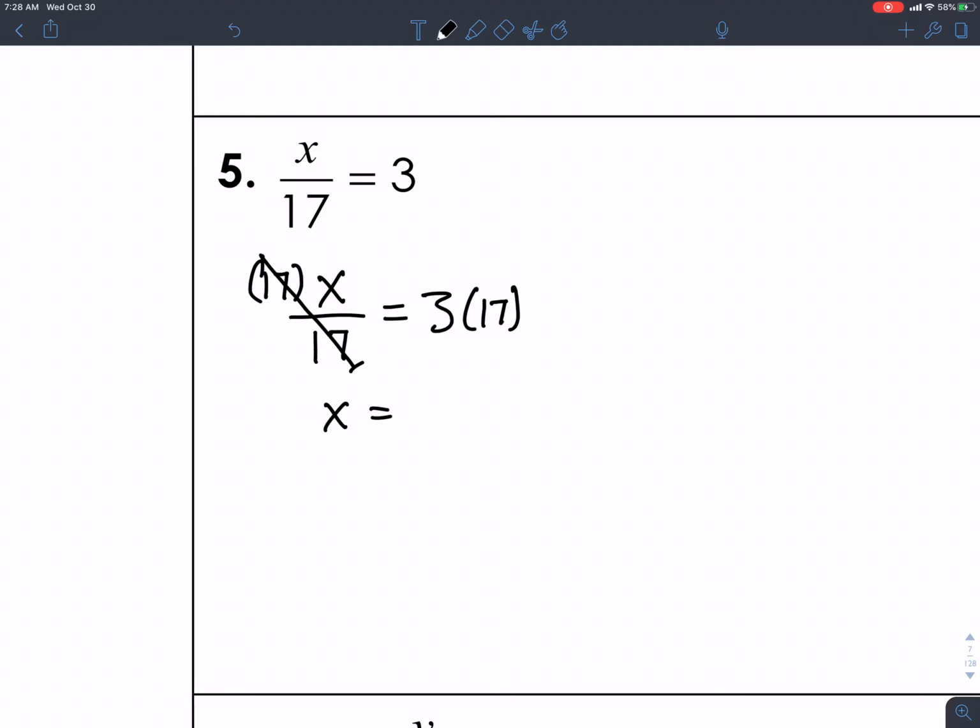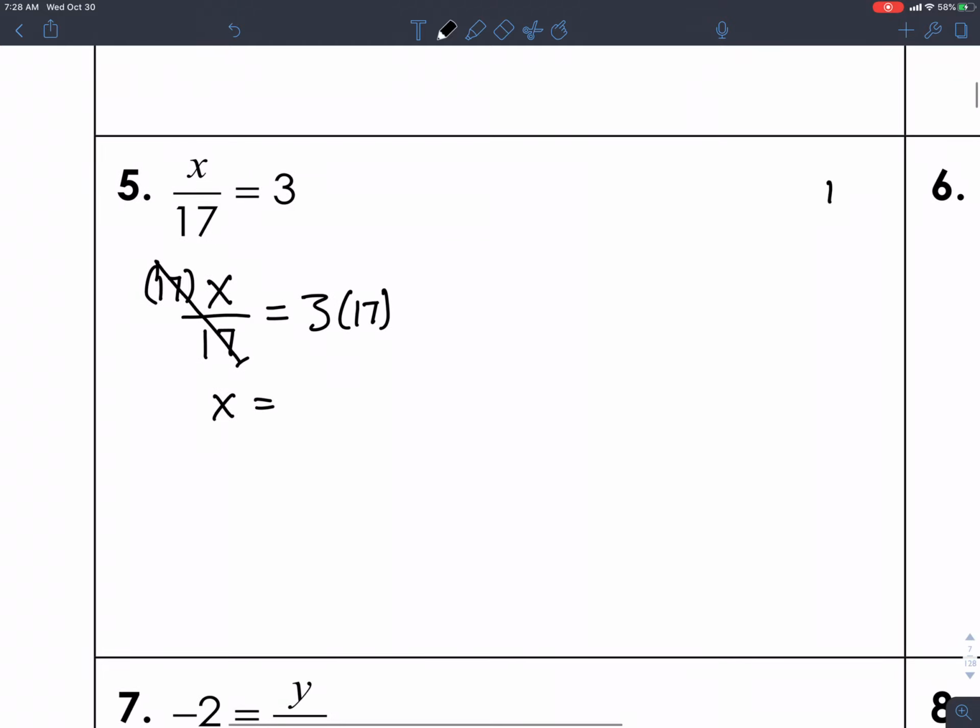3 times 17, well, if you need to do this over here just to do the math, this isn't checking, this is doing math to get your answer. 3 times 7 is 21, write the 1, carry the 2. 3 times 1 is 3, plus 2 is 5, so that's 51. So X equals 51. So let's check it.